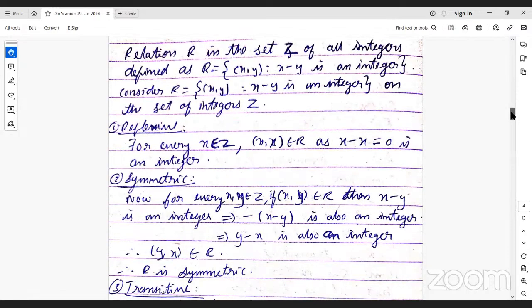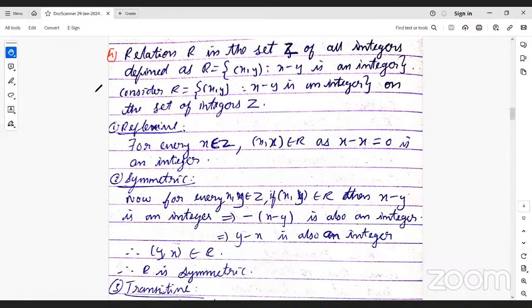Okay, the next one. This question I have solved already here, we will just be discussing it. Pay attention. Question number 4: the relation R in the set Z of all integers defined as R equals (x, y) such that x minus y is an integer.